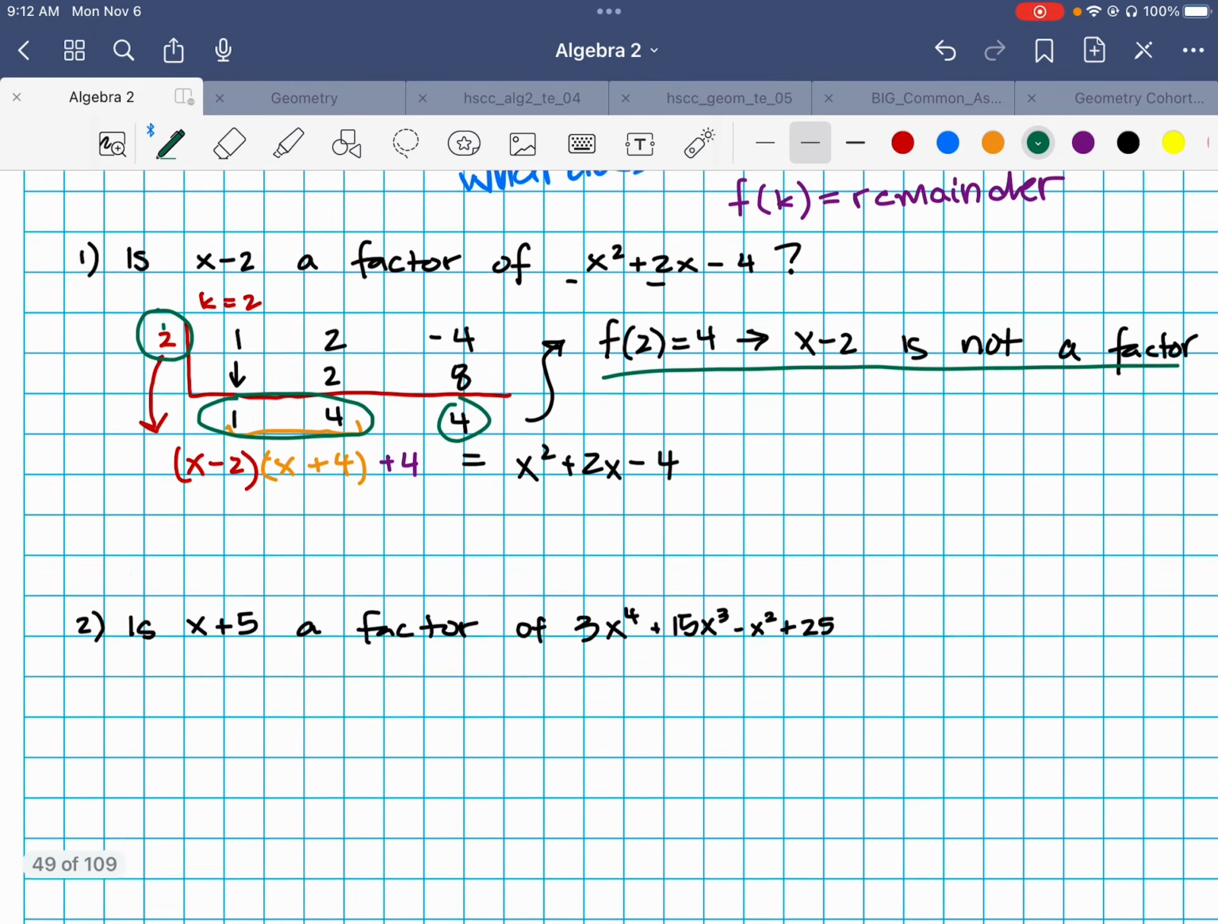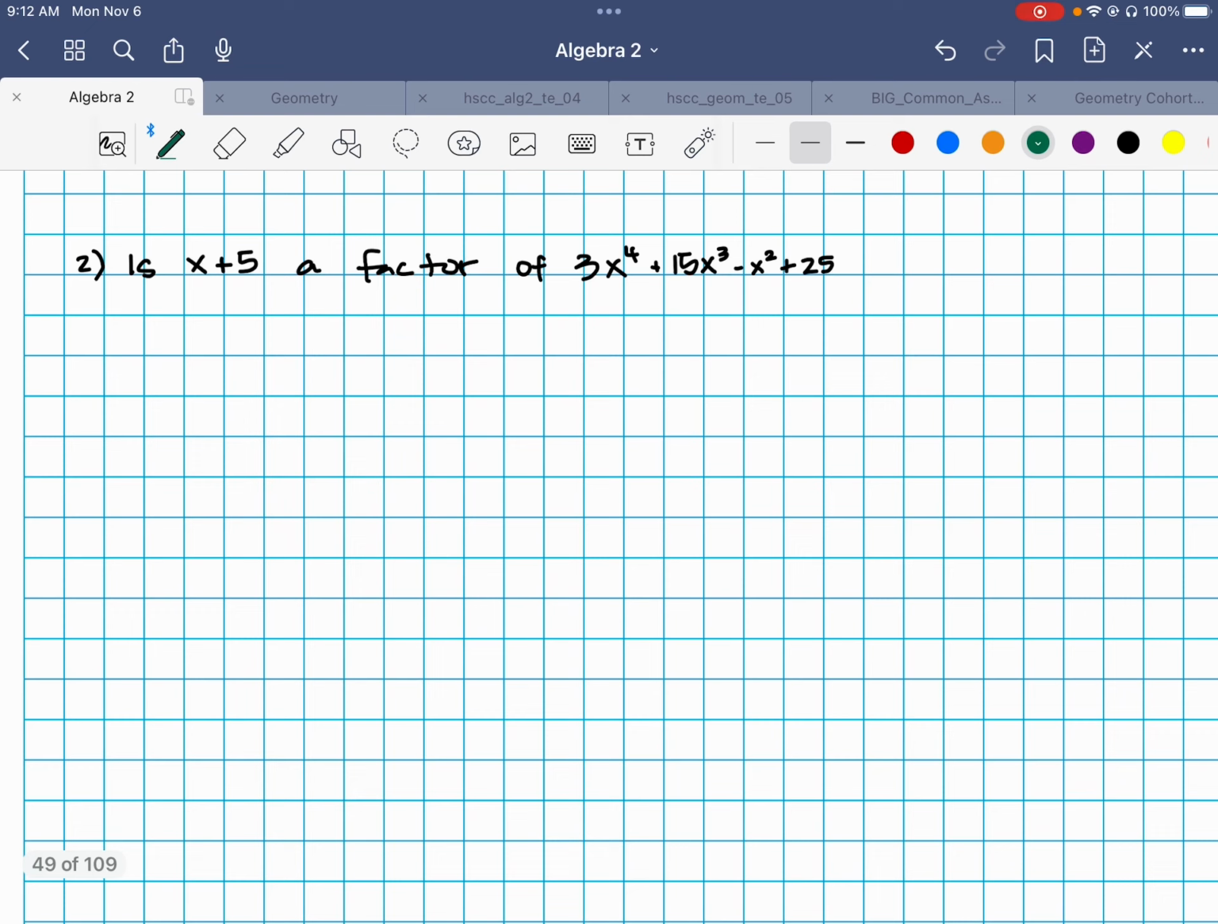All right, let's try this one more time. Second example: is x plus 5 a factor of 3x to the fourth plus 15x cubed minus x squared plus 25? We start by identifying our k value, which in this problem is negative 5, and then we set up our synthetic division. We write down the coefficients: 3 for x to the fourth, 15 for the next, and negative 1 for x squared. We have no x term, so I put a 0 in there, and then 25 for the constant term. Then we drop the 3.